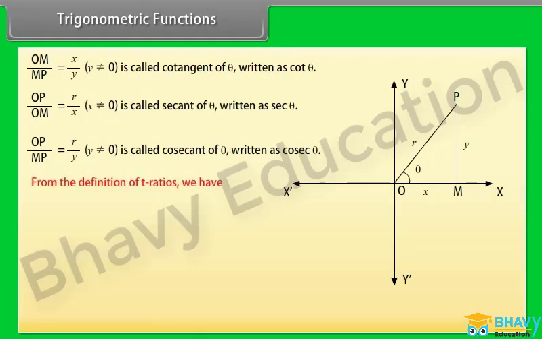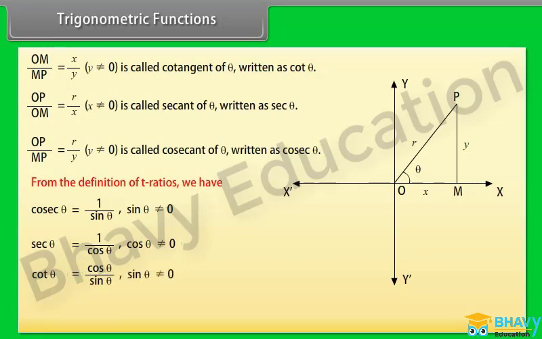From the definition of T ratios, we have cosec theta equal to 1 by sin theta, sin theta not equal to 0. Sec theta equal to 1 by cos theta, cos theta not equal to 0. Cot theta equal to cos theta upon sin theta, sin theta not equal to 0. Tan theta equal to sin theta by cos theta, cos theta not equal to 0.